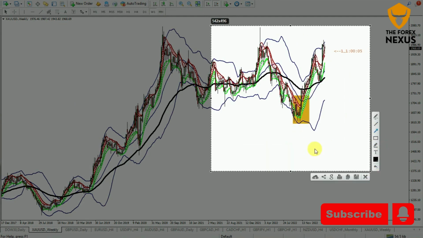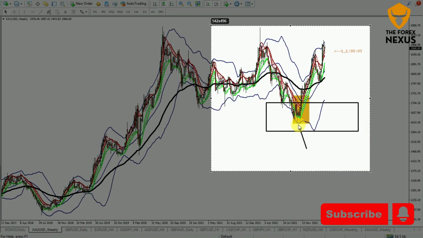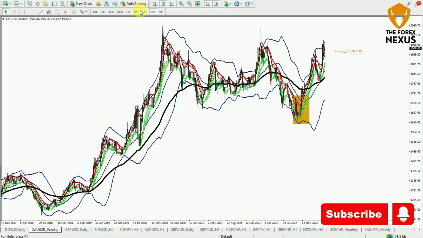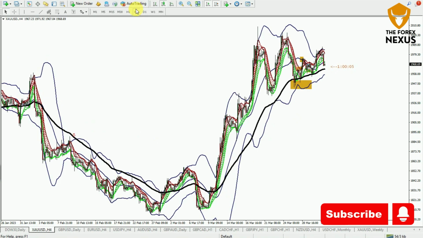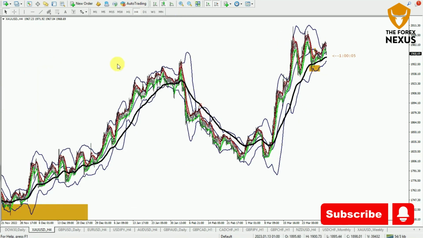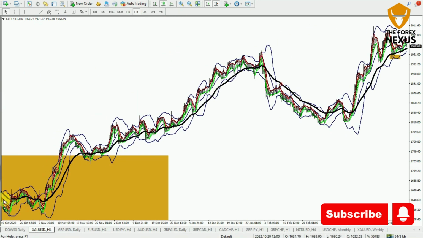This is a no momentum area on the weekly time frame, and on the daily time frame, no momentum area. You can see no momentum. Also the Bollinger Band is flat. On the daily time frame we got the trend breakout. You can see here, if we go more down, you can see here we got the trend breakout.